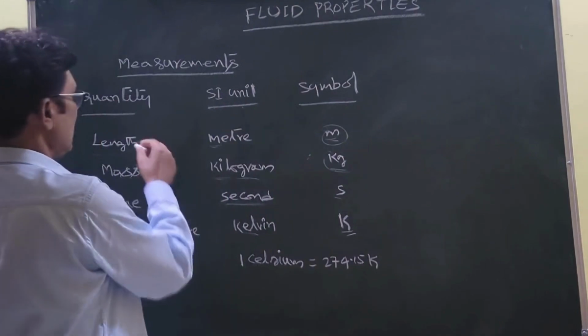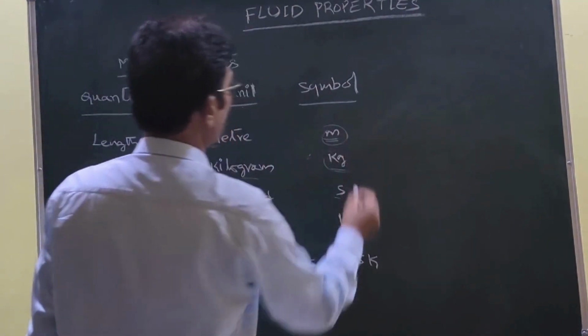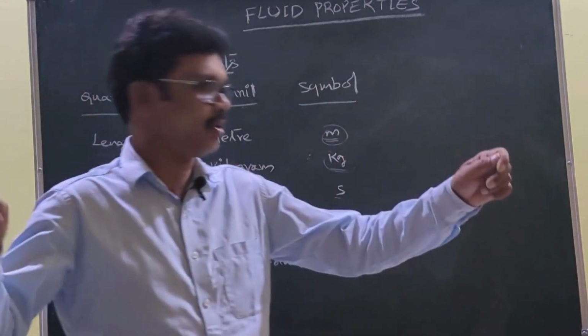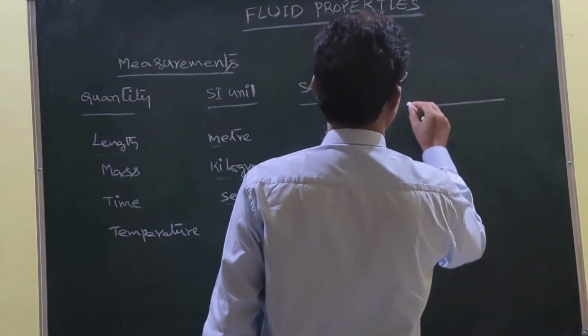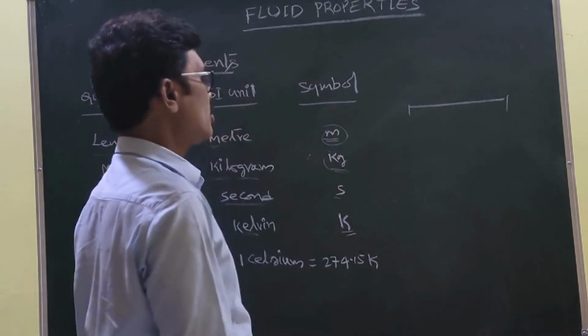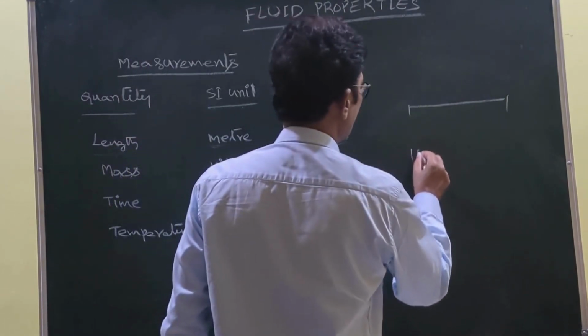Coming to length, 1 meter. Let us say approximately this much is the length. Let us say this is the length of 1 meter. Suppose the length is this one.